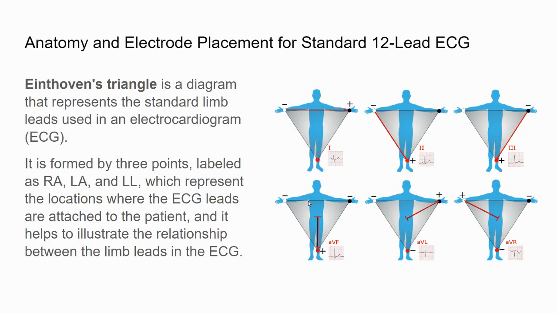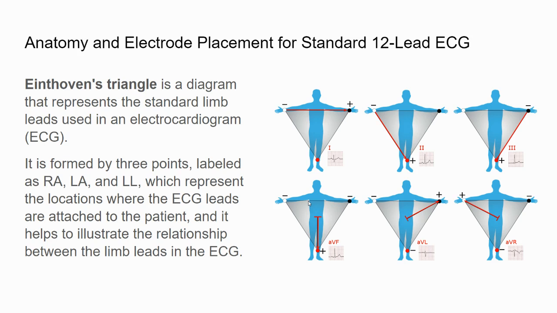So Einthoven's triangle is a diagram that represents the standard leads used in electrocardiogram. The triangle is named after a Dutch physiologist named Willem Einthoven, who was instrumental in developing the modern ECG. The Einthoven triangle is formed by 3 points labeled as RA, right arm, LA, left arm, and LL, left leg, which represents the locations where the ECG leads are attached to the patient. The RA, LA, and LL points form the vertices of an equilateral triangle.